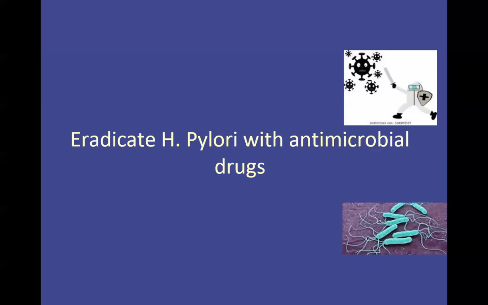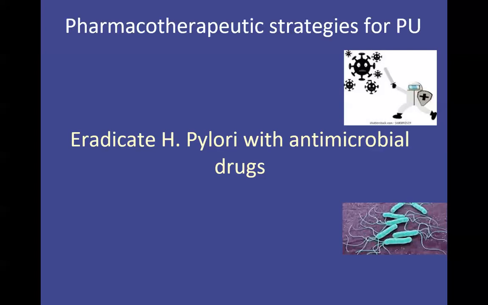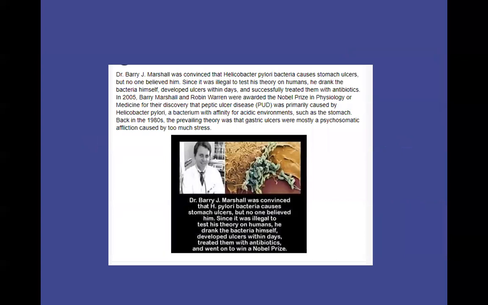And that guy was not convinced. No one would help him, no one would talk to him until he decided, okay, you know what, I'll try it myself. So it is Dr. Barry Marshall. He was convinced that it's a bacteria that causes this whole thing, and he decided to have it and treat himself with an antibiotic, because the theory was that gastric ulcer was mostly a psychosomatic affliction caused by too much stress. Okay.